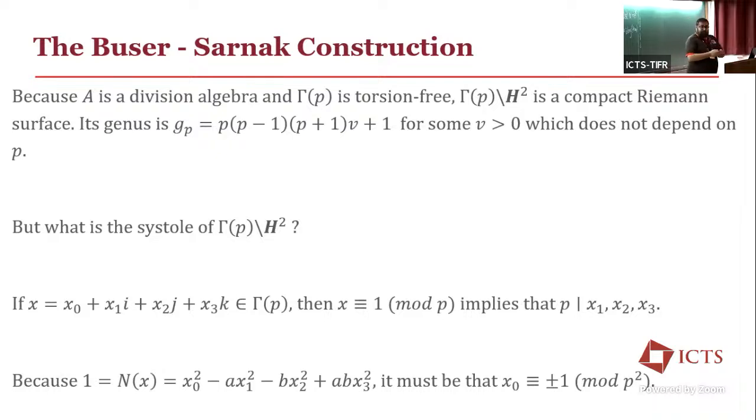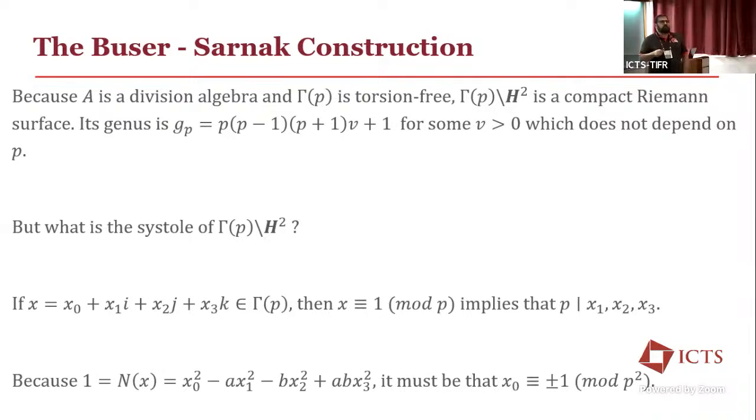Therefore, what we have here, H2 mod gamma p, is a compact Riemann surface. Its genus is p(p minus 1)(p plus 1)(V plus 1) for some number V, which doesn't depend on p. I'll tell you where that comes from. So the genus is not multiplicative in covers, but the area is, right? So what's the degree of the cover this over H2 mod gamma?